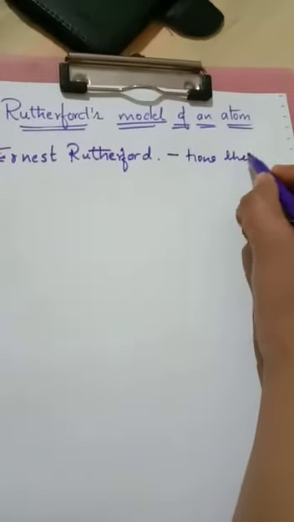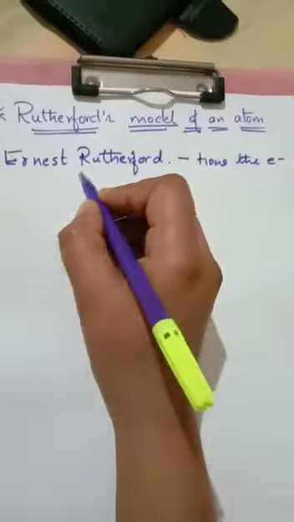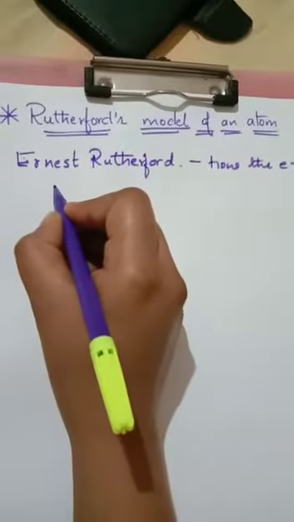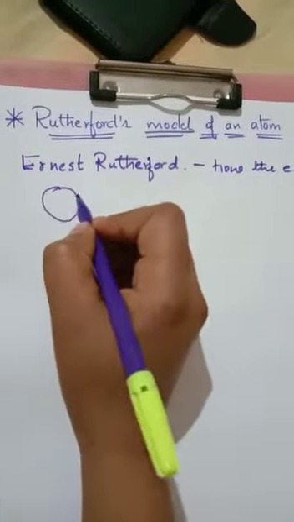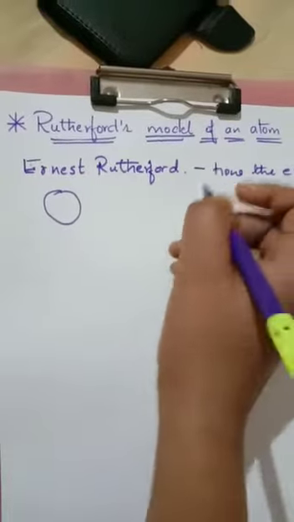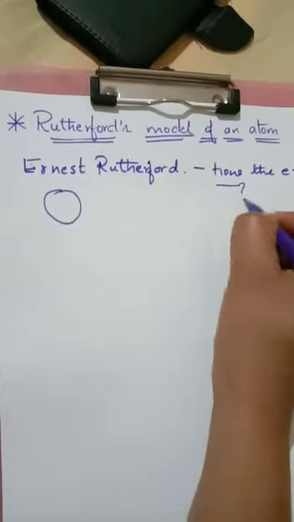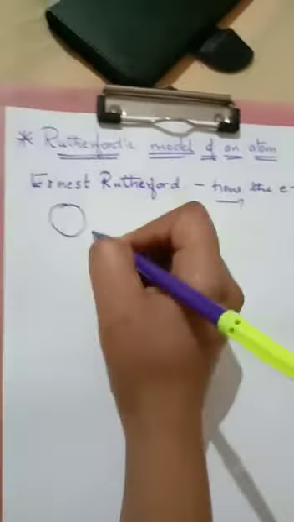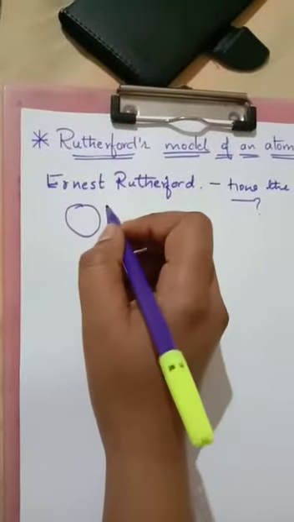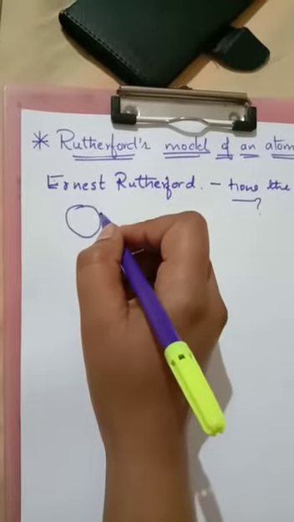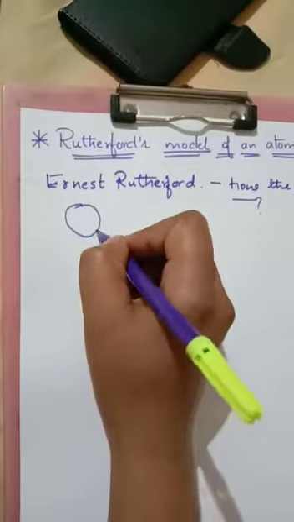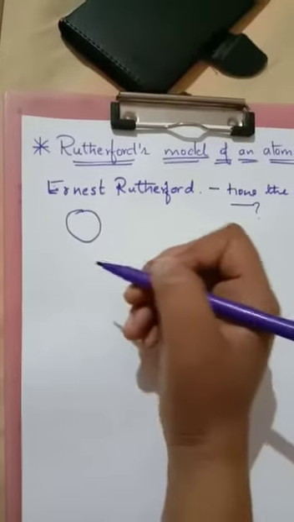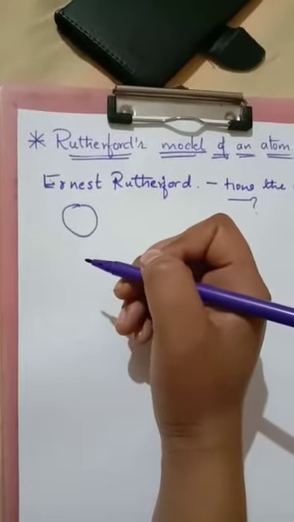the electrons are arranged within an atom. So he was very much interested to know how the electrons were arranged in an atom. So Rutherford designed an experiment for this, to observe how electrons are arranged within an atom.